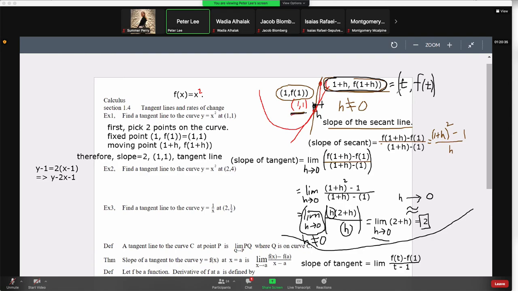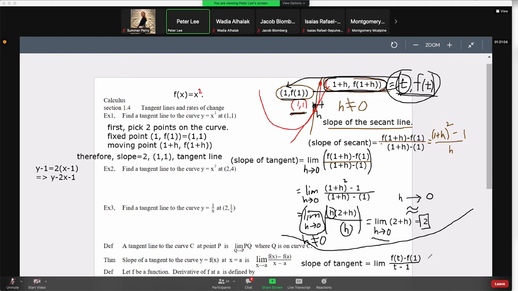Now, if we name this point (t, f of t), and we want to let this (t, f of t) approach (1, 1), or (1, f of 1), then what should this t approach? This (t, f of t) is a moving point. So we have to let this point be closer to this point (1, f of 1), and therefore we can see that t must approach 1.